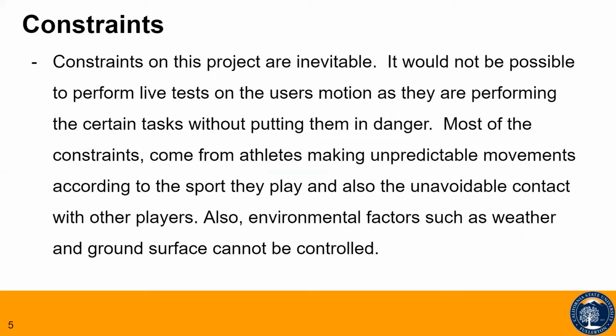So of course with this project and this design, there are constraints that we have to put on. We don't want to put users in danger by having them test these movements and possibly tearing their ACLs. So most of our constraints come from athletes making unpredictable movements according to the sport they play, and also having unavoidable contact with other players. The environment also plays a big factor, such as the weather and ground surface, because that cannot be controlled. And if the ground is wet and things like that, it could also cause sudden movements that the user isn't ready for.